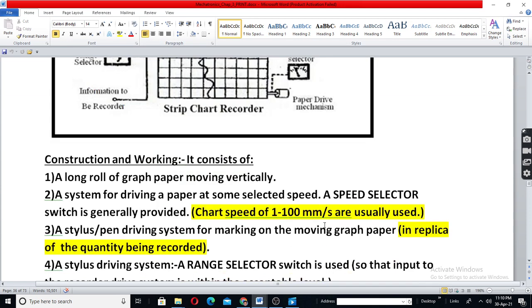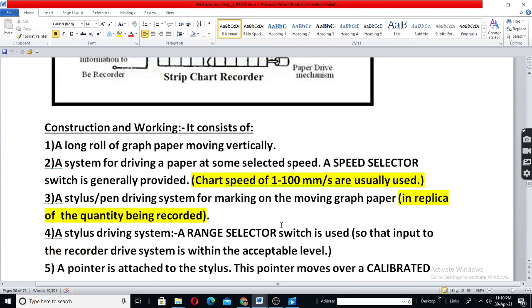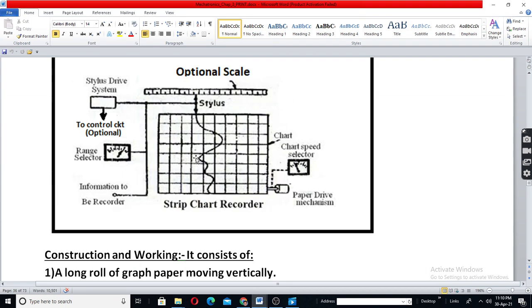So it will have a roll of paper moving vertically. See, this is the paper here. And this is the motor. To this motor, the paper bundle will be put here. For example, in a printer, you might have seen a paper bundle. It moves. Paper moves. Like that, this moves. So this is called the paper drive mechanism.